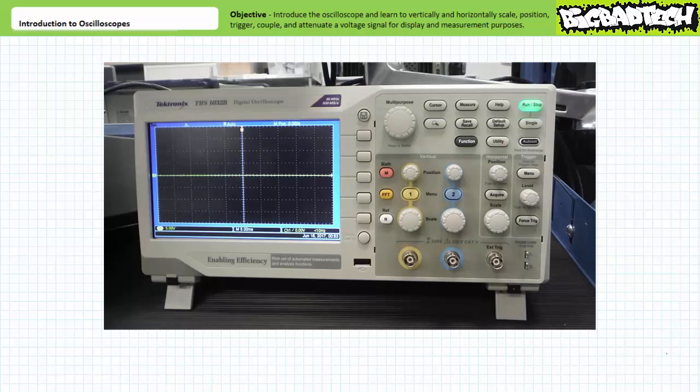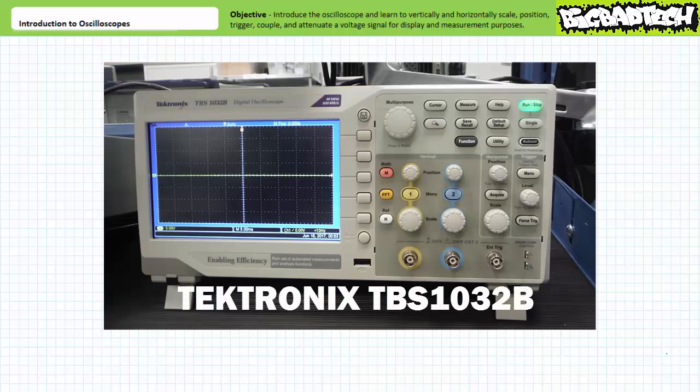Today, we'll examine a tool called the oscilloscope that, in addition to displaying specific numerical measurements, can also depict a graphical representation of the AC waveform under inspection. For the purposes of today's lecture, we'll be making use of the Tektronix TBS 1032B digital oscilloscope.